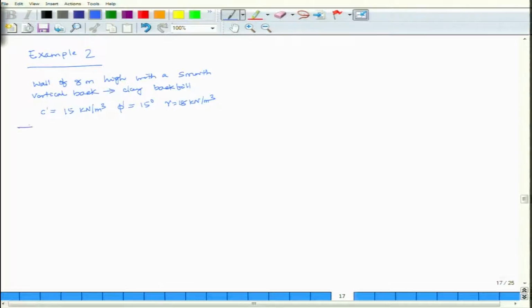What is the question? Find the total active thrust on the wall, assuming tension crack may develop.